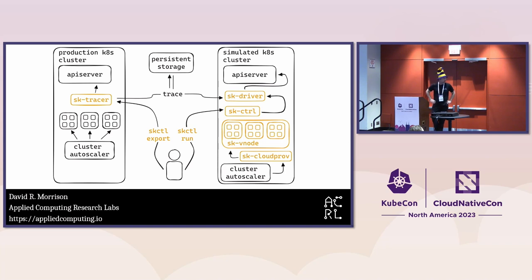So what's happening here is when you post this custom resource into your simulated cluster, we've got a controller that's watching for this thing. It does some initial config, and then it launches this driver. The way that the driver works is it's got two components. It's got a simulation runner, and the runner downloads the trace object that we talked about previously, and then it replays that trace. So it's just able to look at all of the data in the trace and apply it to the API server in your simulated cluster.